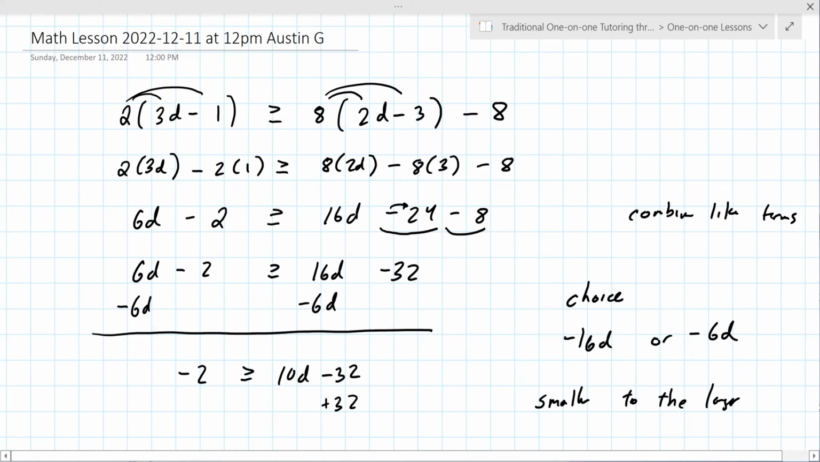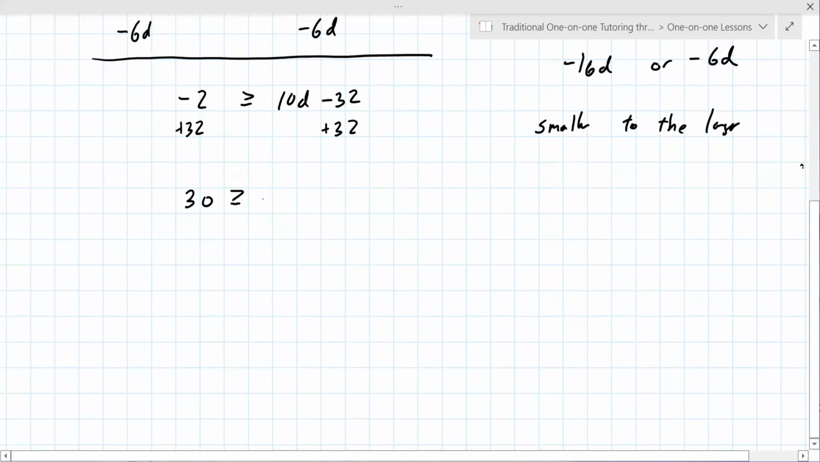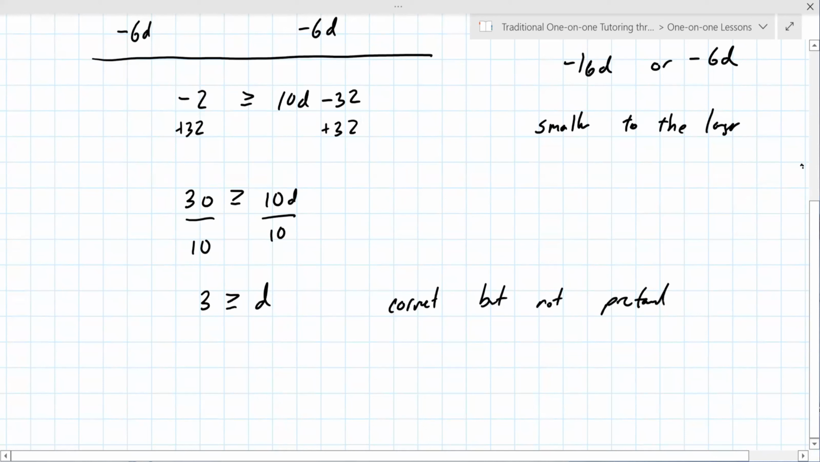So that's 10d minus 32. You'll add 32 to both sides. Let me get a little more room here. So you get 30 greater than or equal to 10d, divide by 10, divide by 10, 3 greater than or equal to d. So this is correct, but not preferred.